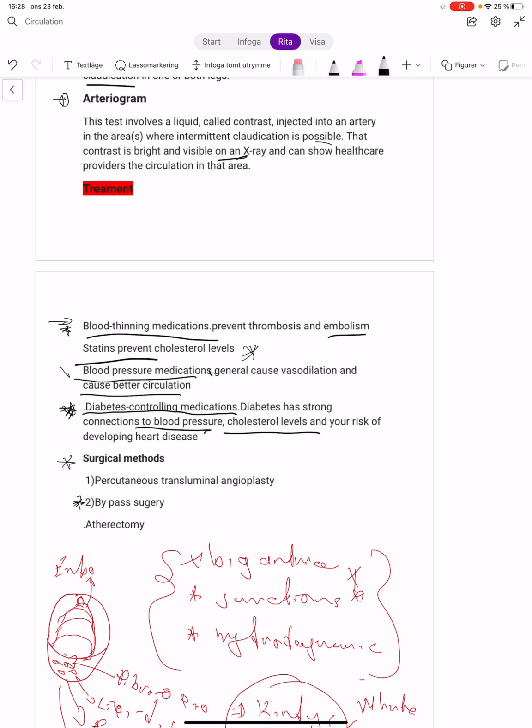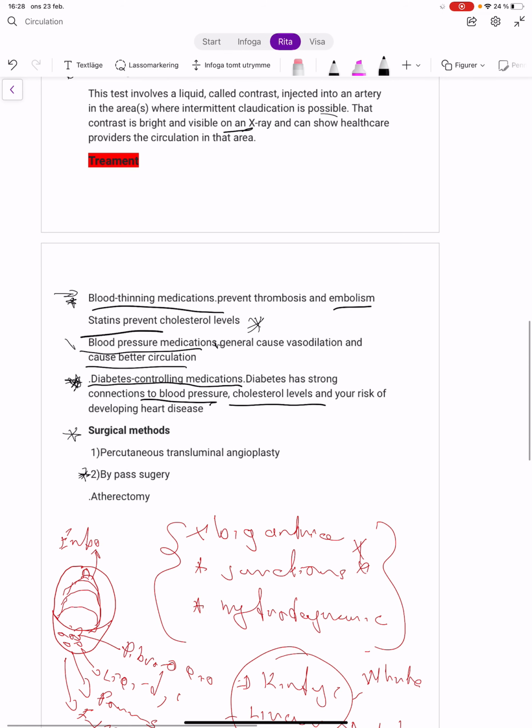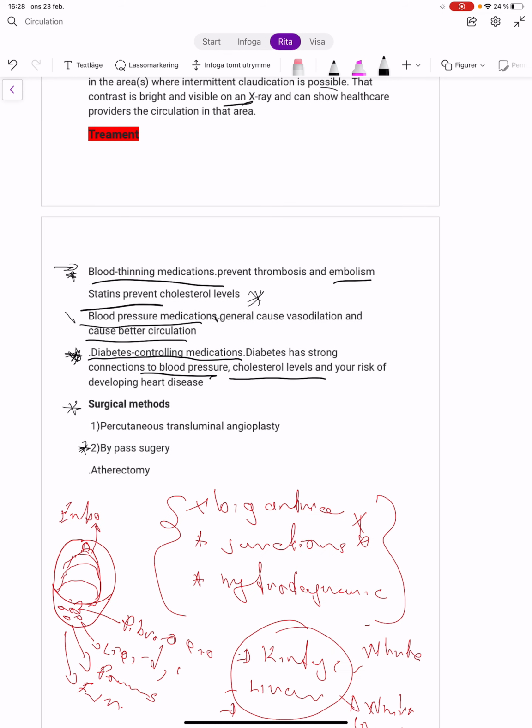There are a few surgical mechanisms that can be employed, and these are percutaneous transluminal angioplasty, bypass surgery, and arthrotomy.